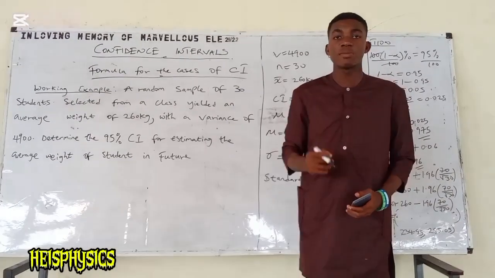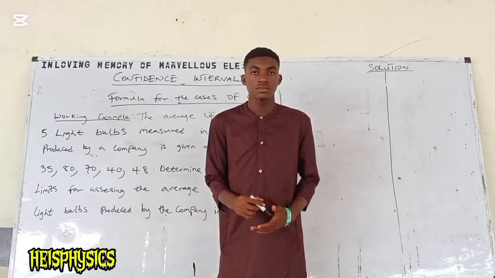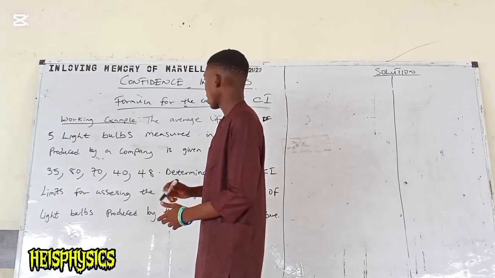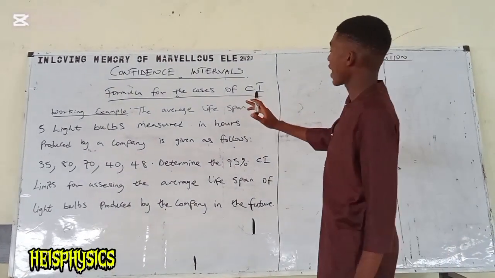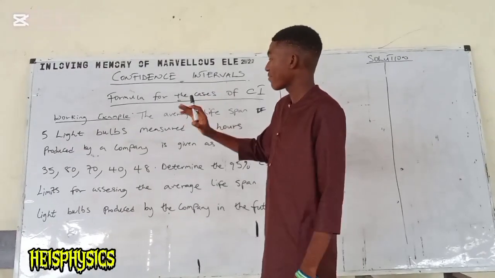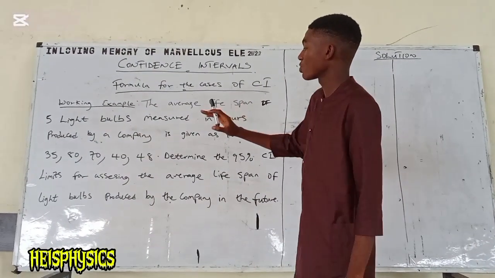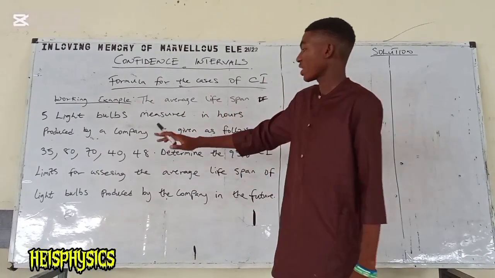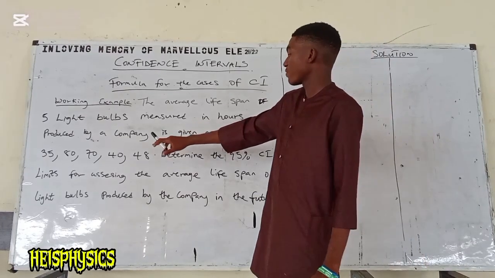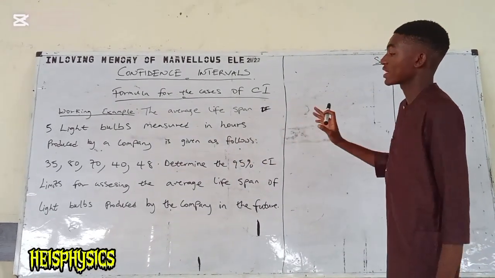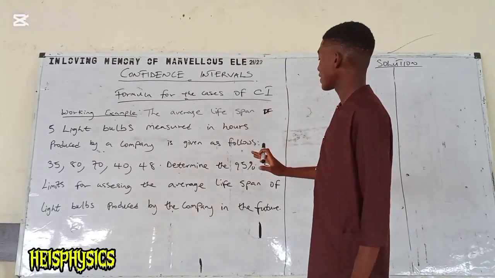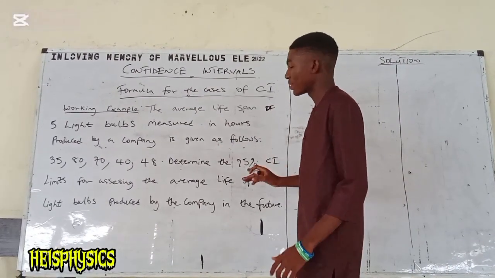So let's solve another problem with another case. We have another question here, working example 2. The question says the average lifespan of 5 light bulbs measured in hours produced by a company is given as follows: 35, 80, 70, 40, and 48. Determine the 95% confidence interval limits for assessing the average lifespan of light bulbs produced by the company in the future.